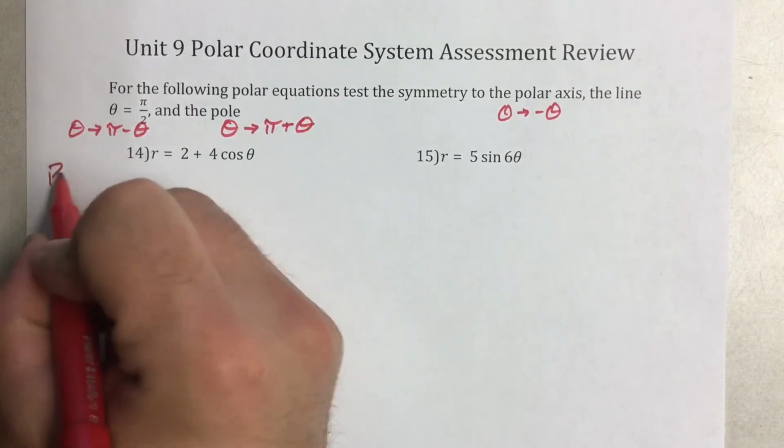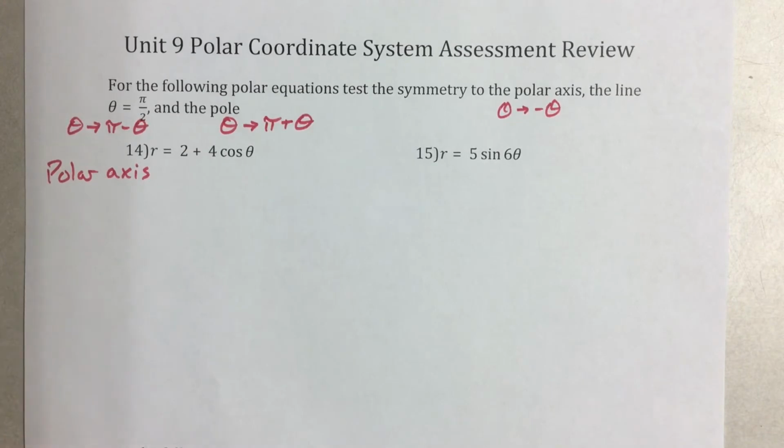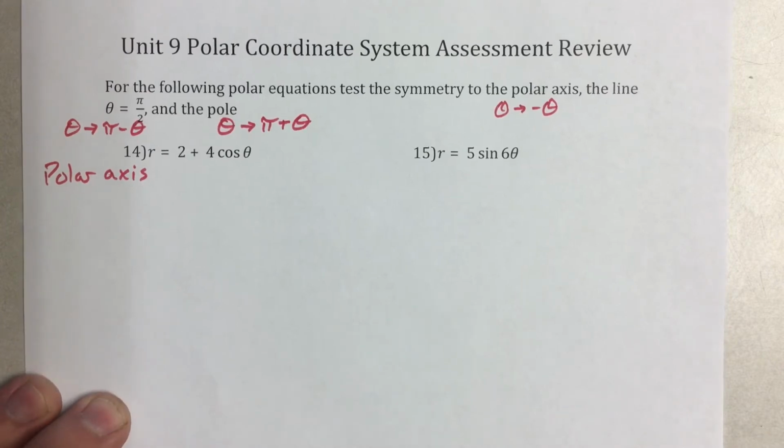So let's test the polar axis. Remember, if something fails this test, that does not mean that it does not have that symmetry. It's just that from the test we cannot conclude that in fact it does have symmetry. So it might still when we graph it, but the test itself, when it's not working, isn't a false statement, meaning it doesn't say no, it's not symmetric, it just says uncertain. Okay, so yes or uncertain here.